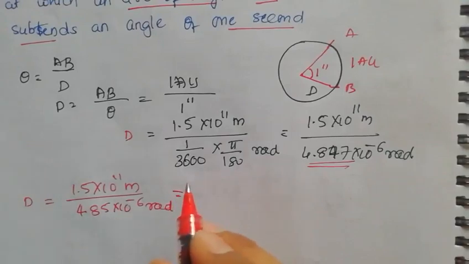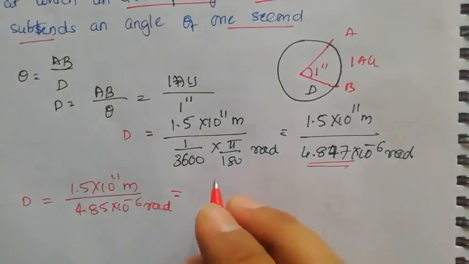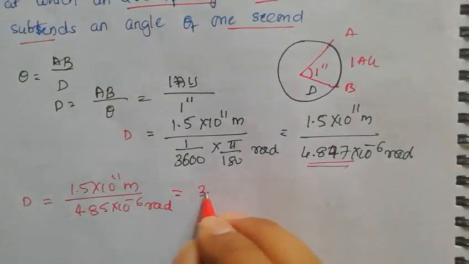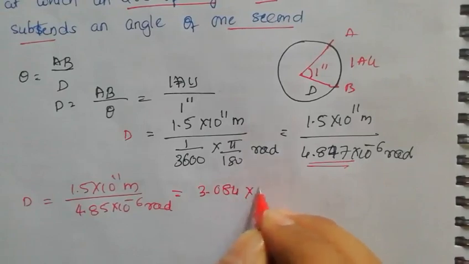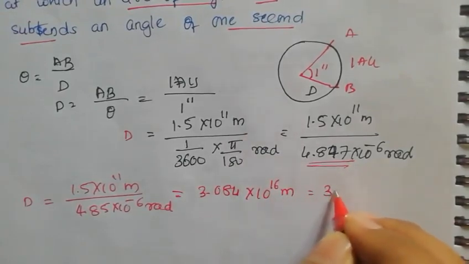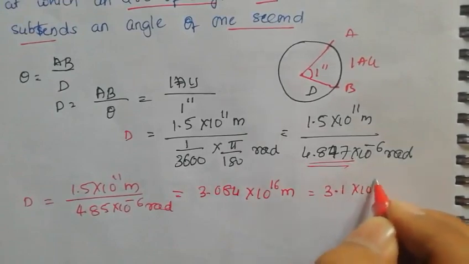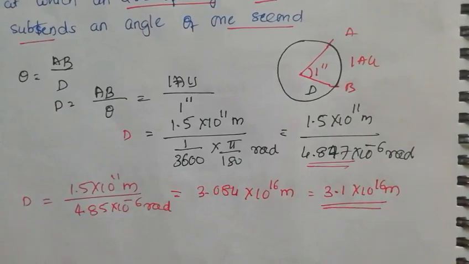If you simplify this one, you will get an answer of 3.08084 into 10 power 16 meter, or you can write simply 3.1 into 10 power 16 meter. That is the value of 1 parsec. So we are using three things here.